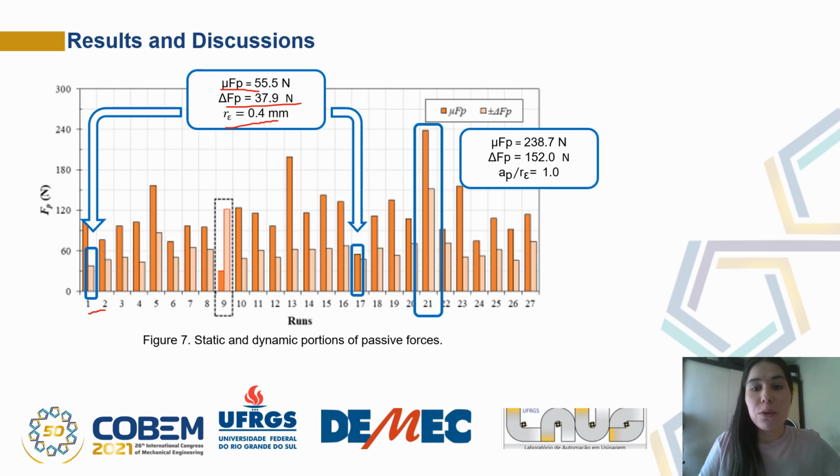The highest values of static and dynamic portion were obtained in run 21, with depth of cut to nose radius ratio of 1.0. Therefore, it was noted that the ratio has different effects on the active and passive machining force.